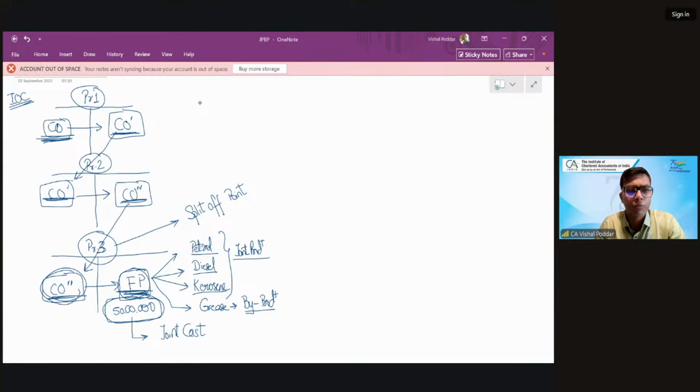Perfect. Meenu. Harsh, in the previous class, we did unit and batch costing. I completed cost accounting first, and then we went to unit and batch costing, Harsh, in the previous class.